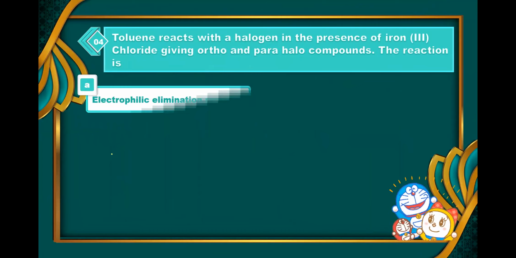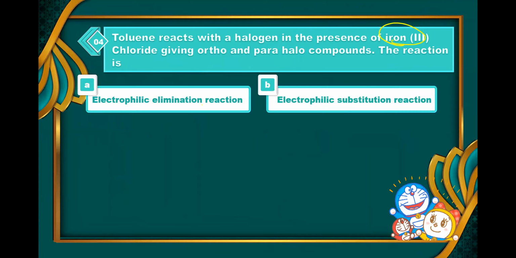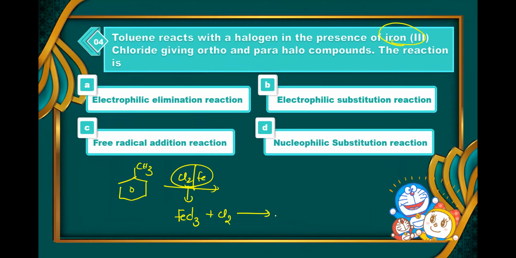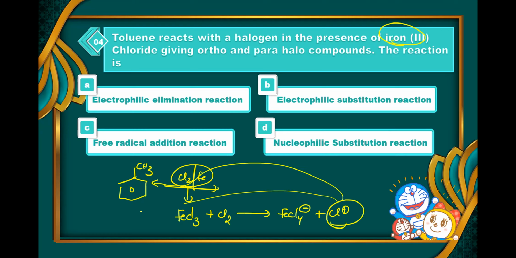Toluene reacts with halogen in the presence of iron(III) chloride, giving ortho and para products. Whenever you have toluene and you make it react with chlorine and Fe, these two react and form FeCl3. Again, this FeCl3 reacts with another chlorine and forms FeCl4- and Cl+. This Cl+ goes and attacks the toluene at the ortho as well as the para position.